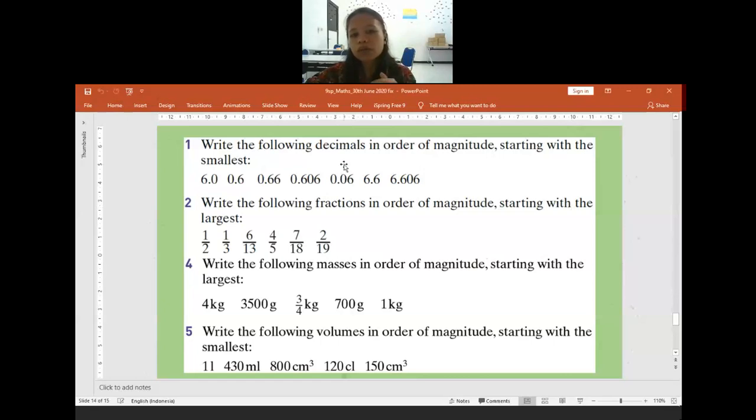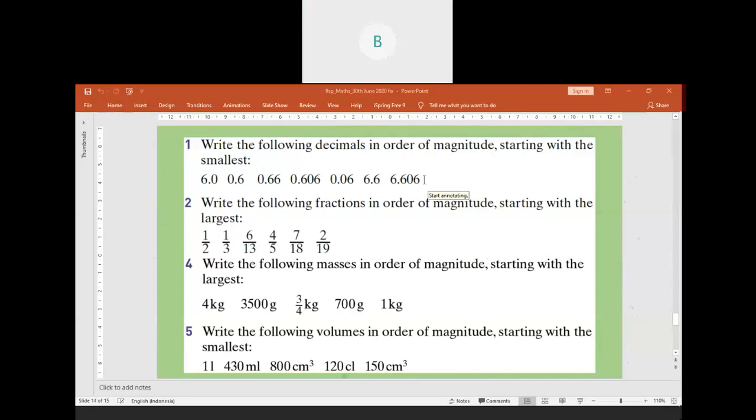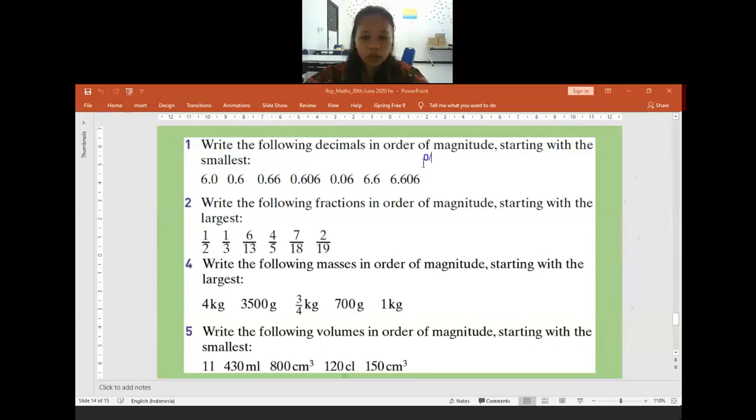So in here, write down the following decimals in order of magnitude, starting with the smallest. So it means we just need to order from the smallest to the highest. Which one is the smallest? 0.06. Okay. And after that, what is the next one? 0.6. Okay. Anyone confused?